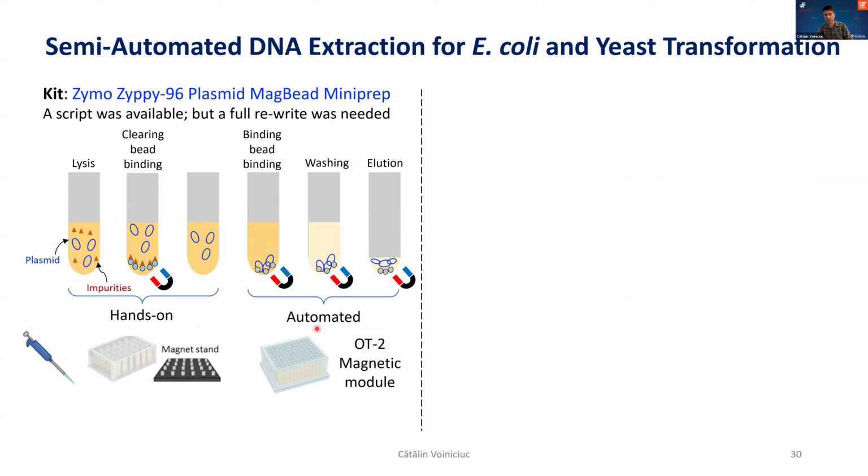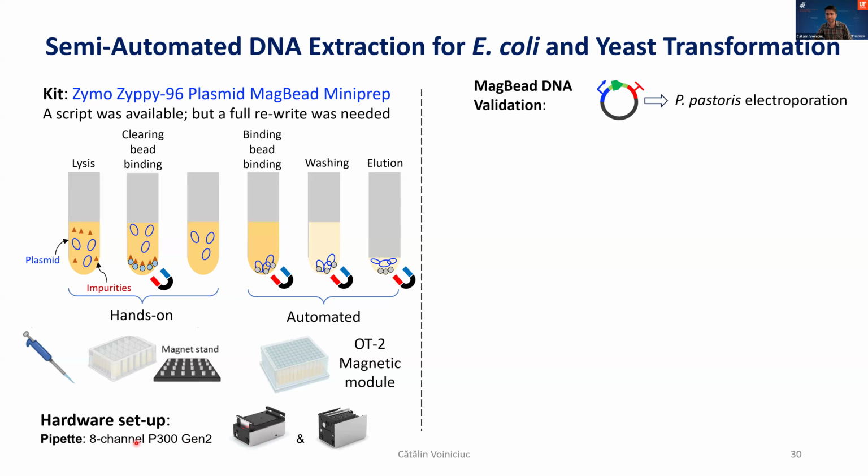But at least half of the workflow is done using the robots, where the DNA can be washed and finally eluted using a magnetic module where the magnets can move up and down inside the robot. We're also using 8-channel pipettes for this, so it is fairly high throughput compared to the manual DNA extraction if you had to do 96 samples in parallel.